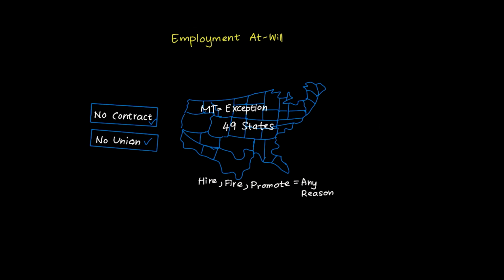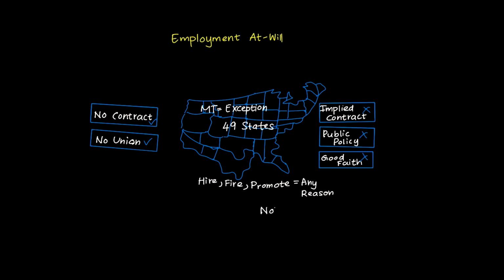The implied contract exception would require the employer made binding promises through handbooks or conduct. The public policy exception protects whistleblowers and people exercising legal rights. Wearing political buttons in a private workplace isn't protected. The good faith exception only exists in a few states. At will is the default rule.